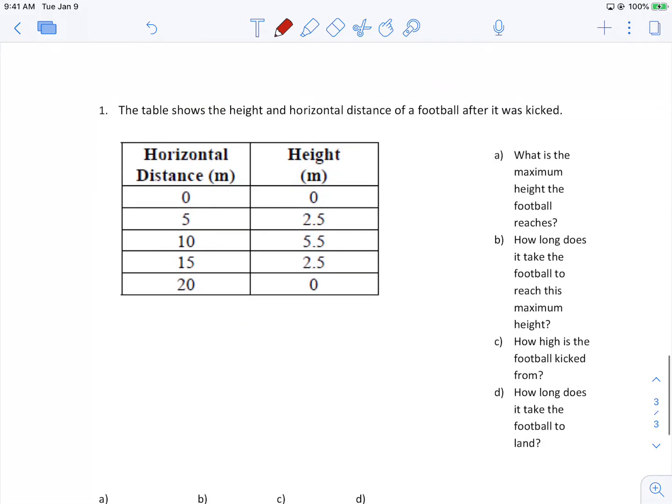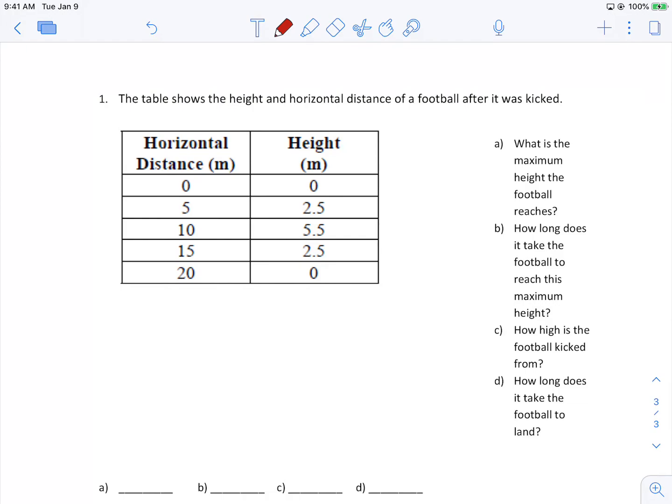Okay, this one we don't have a graph, so we're going to have to do a little bit of interpretation. It says, what's the maximum height the football reaches? Here we can just read it and ask, what is the maximum height in our table of values? Well, the biggest number we have here is 5.5.